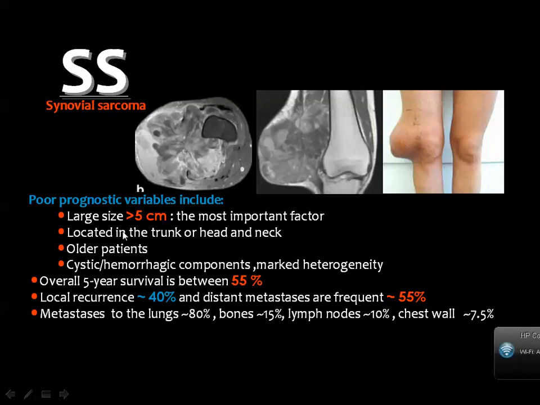Number two, location in the trunk or in the head and the neck. Old patient, the presence of cystic and hemorrhagic components. The overall 5-year survival rate is about 55%. The local recurrence rate is about 40%, and distant metastasis is in the range of 55%. Metastases are usually to the lung, bones, lymph nodes, and this is important, the chest wall as well.